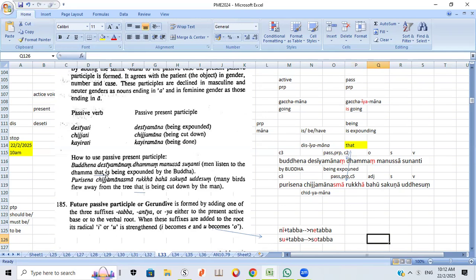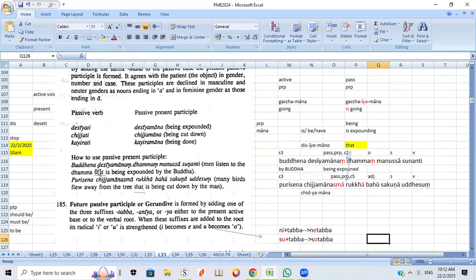So in this case, this line, Buddheda Dham Adesiya Manang, it means it is related to the Dhamma. That means the Dhammang takes an object, which is what you call a descriptive object.